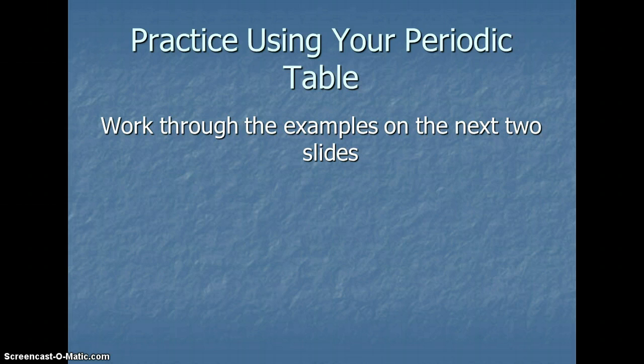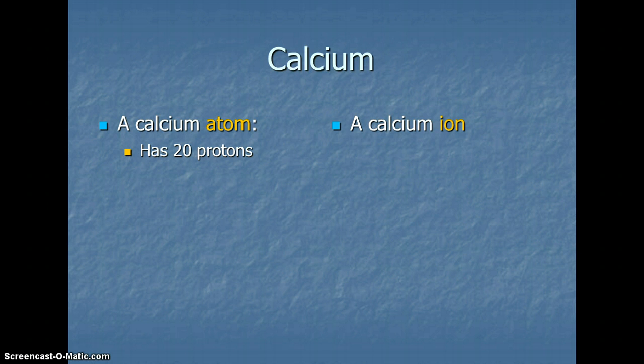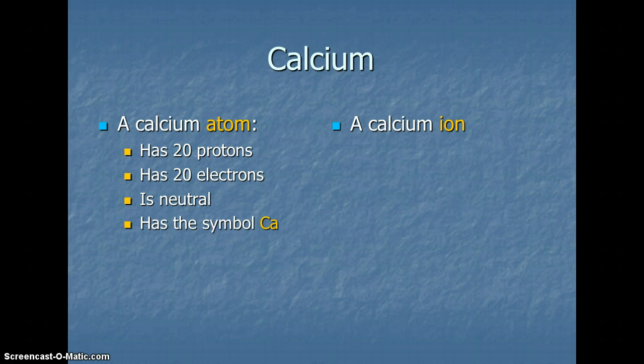So we have a few examples here, and take some time when we go through these. Pause the slideshow, write them down, and see how well you do. So for calcium, the calcium atom and the calcium ion. All right, we have 20 protons, so we're also going to have 20 electrons, and that means it's going to be neutral. But the calcium ion has 20 protons.